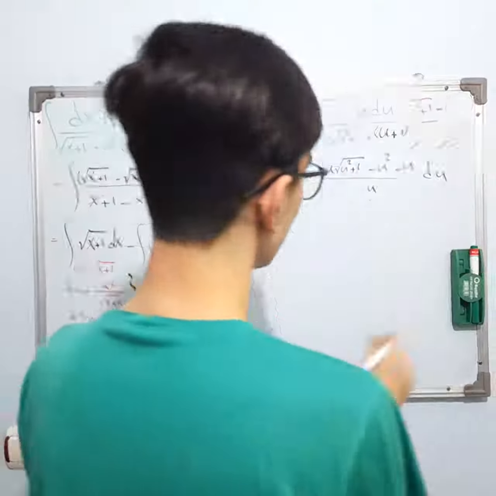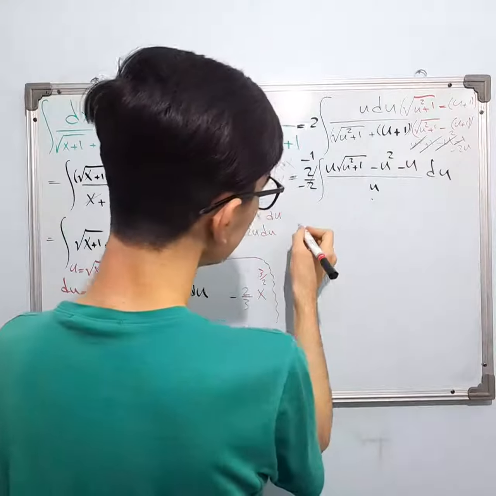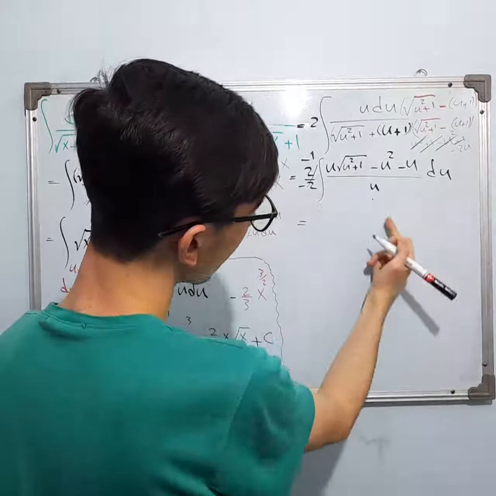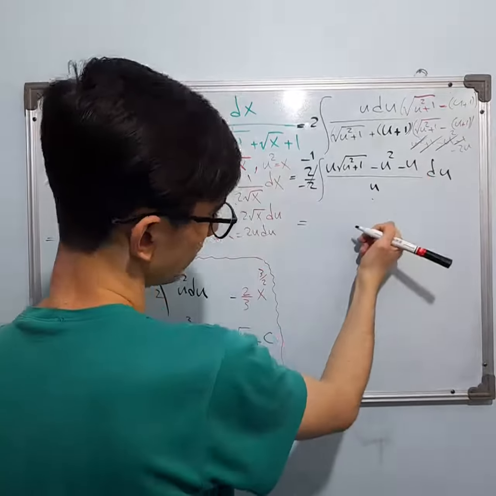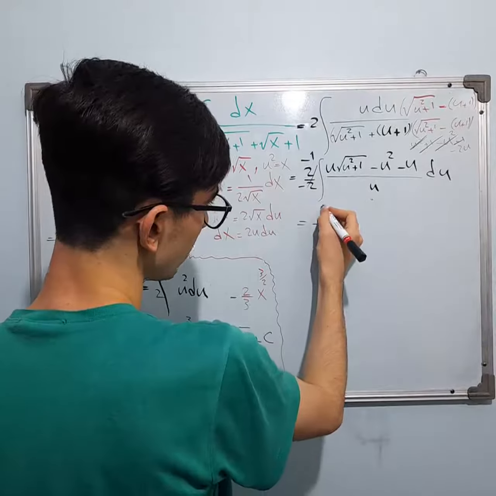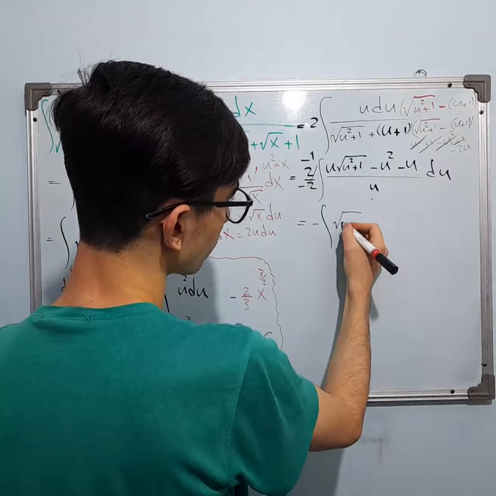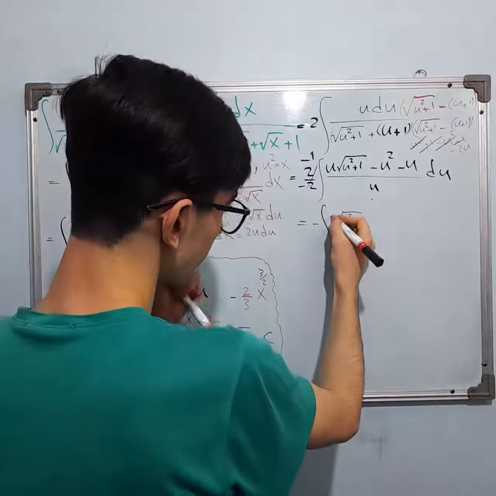Clear? So now what I'm going to do is divide the terms at the top by u. So now we have negative integral of square root of u squared plus 1.